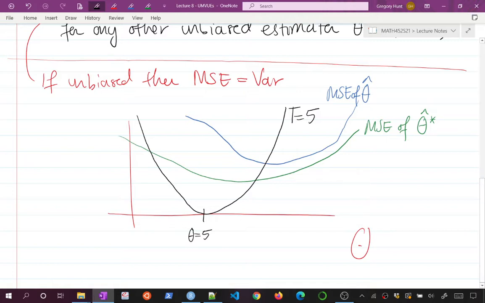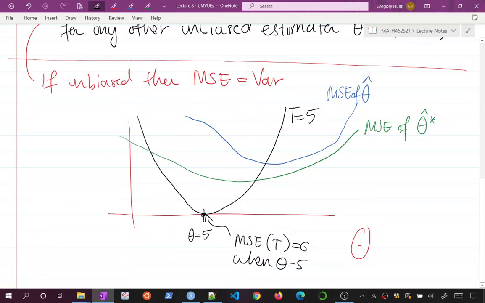And if I allowed such a silly estimator that didn't actually use the data but always predicted 5, when theta was actually 5, it would have exactly a 0 MSE. So the MSE of t is 0 when I just happen to come across the fact that theta is actually 5, for example. And so this would be an estimator that at some point has a lower MSE than my best estimator.